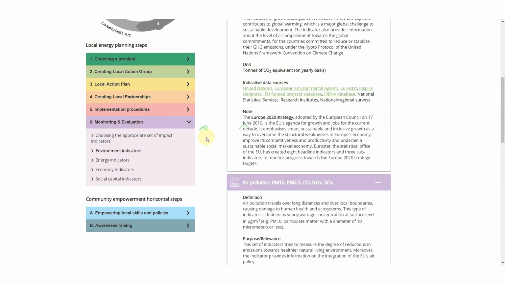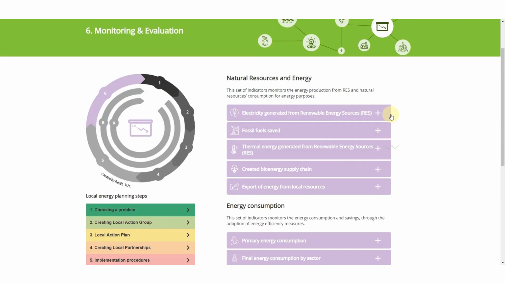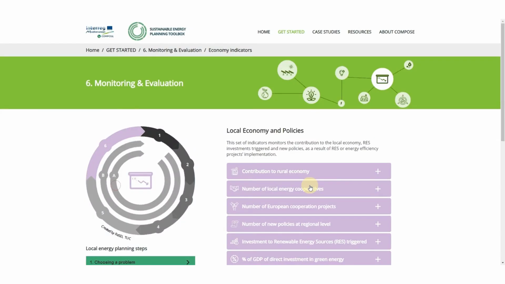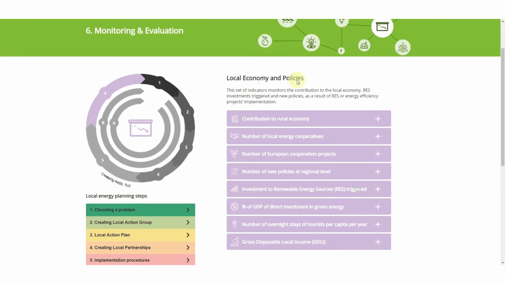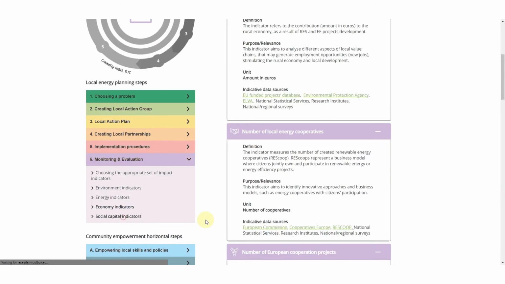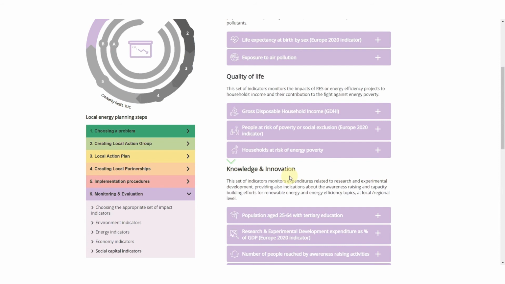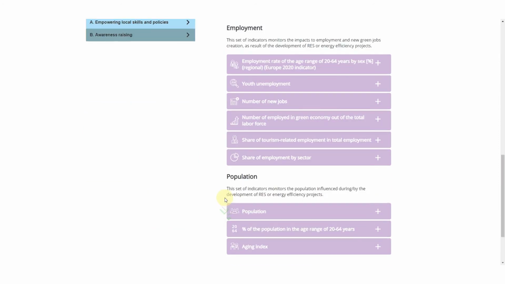Energy: share of energy coming from RES and natural resources in energy consumption and production. Economic: number of jobs created, RES investment achieved, and new policies developed as a result of the project. Social: improvements in the health and well-being of local residents, knowledge and innovation, and increased employment.